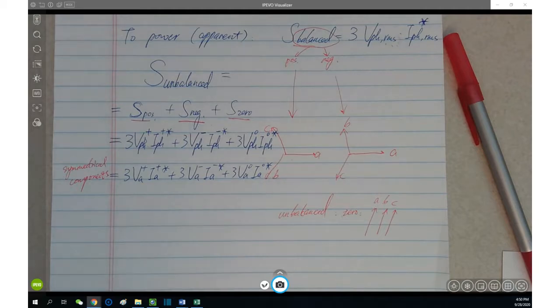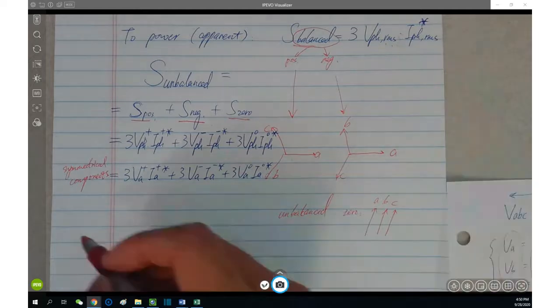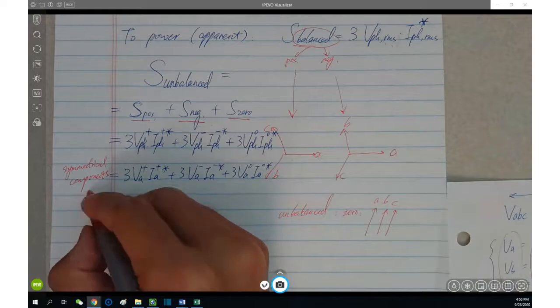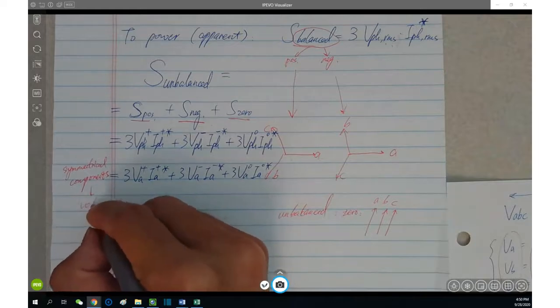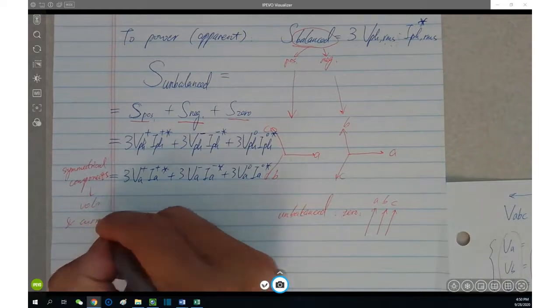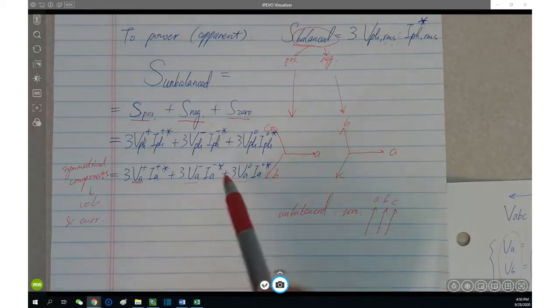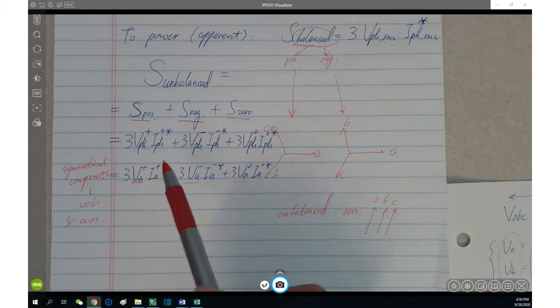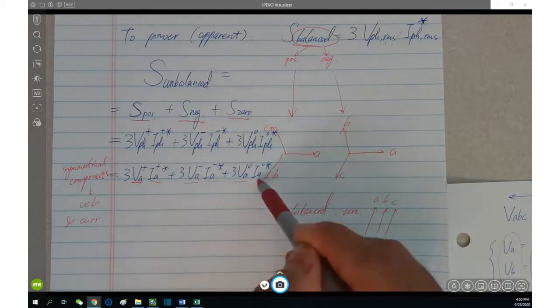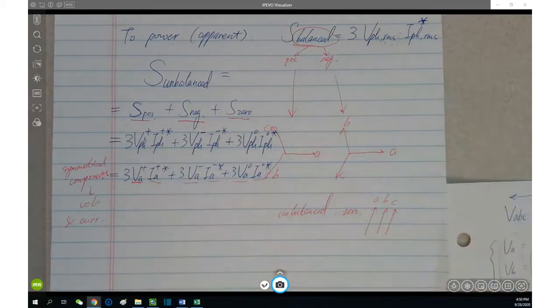This is the power. It's not something very difficult. As long as you know the symmetrical components for voltage and current, then you are able to find the power. Very straightforward. You need the symmetrical voltage components, these three, and the symmetrical components for current, these three, and then that's it.